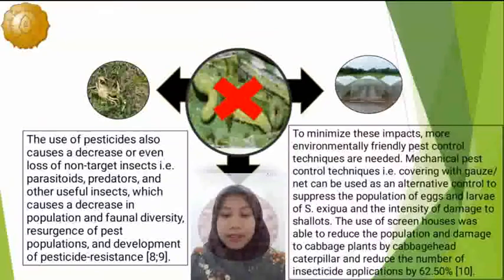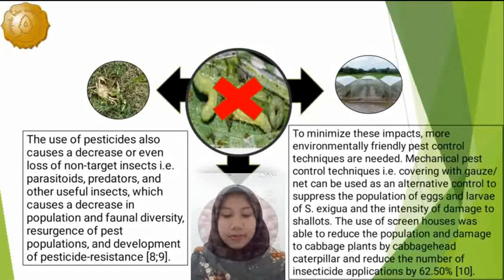The application of pesticide is the method most widely used by farmers. However, the intensive use of pesticides has the potential to pollute the environment and leave pesticide residues in shallot products. The use of pesticides also causes a decrease or even loss of non-target insects. There are parasitoids, predators, and other useful insects, which causes a decrease in population and faunal diversity, resurgence of pest population, and development of pesticide resistance.